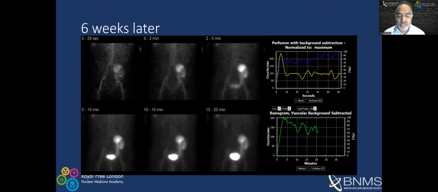So we did a repeat renogram. It shows quite nicely how now you can look at the flow curves and see that the perfusion in that kidney is better. The renogram curve has started to normalize, so it's now peaking at the right time and starting to go down in the same way as a normal kidney. Also, you can see, just looking at the images, there's more perfusion and more uptake in the lower pole, but it's still heterogeneous.